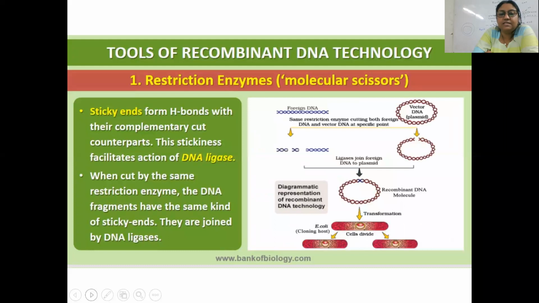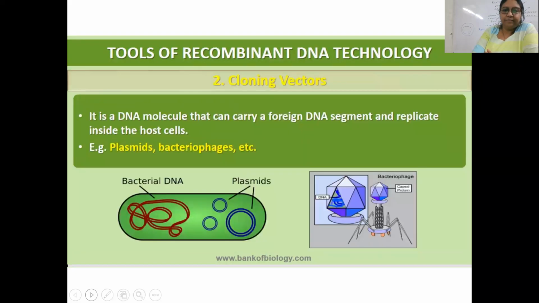In the screen you can see the diagrams. So this is how, if the host DNA, or the target cell's DNA, is having sticky end, and the gene I want to introduce into it is having sticky end, they can be juxtaposed on each other, and as a complementary single stranded part, they can be easily attached with each other.